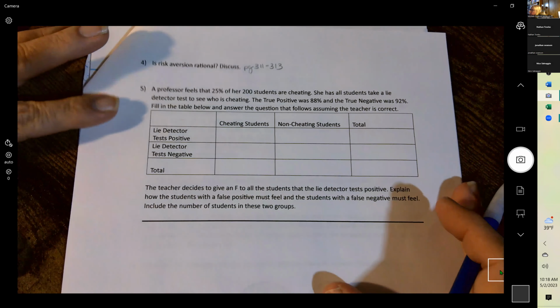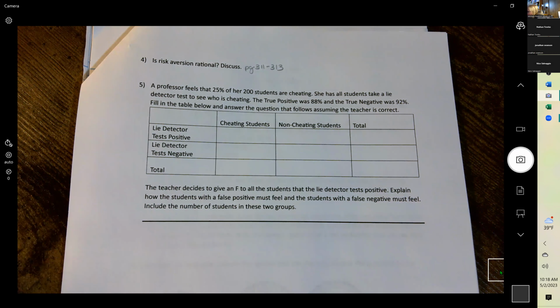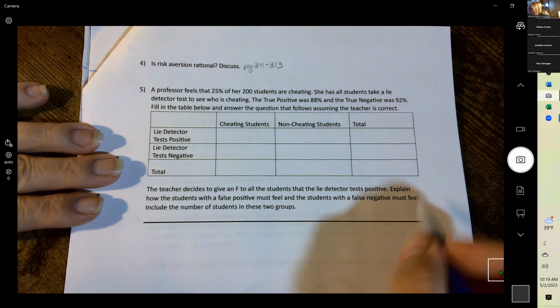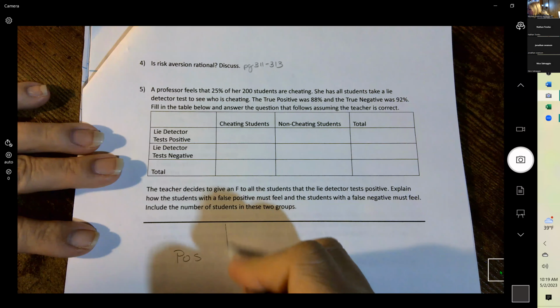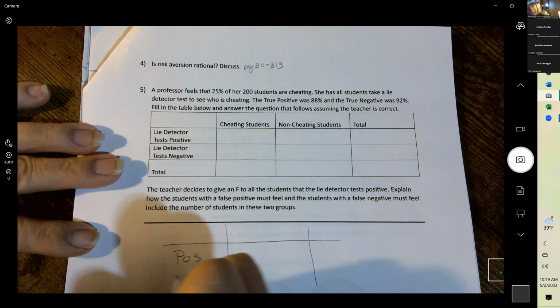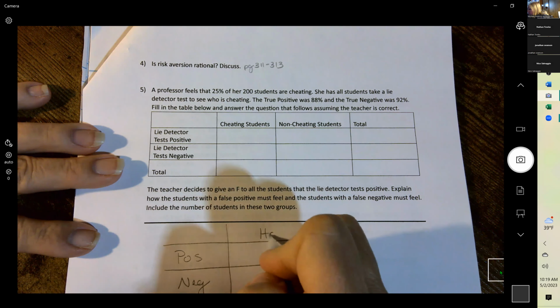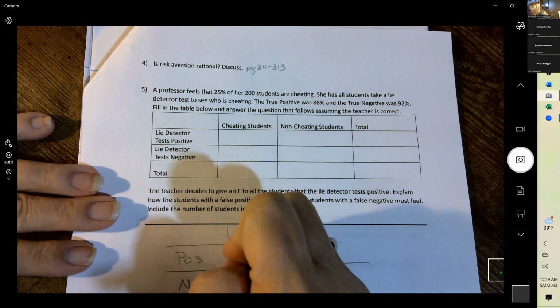A professor feels that 25% of her 200 students are cheating. She has all students take a lie detector test to see who is cheating. The true positive is 88%, true negative is 92%. Now, when you're talking about true positives and negatives, remember, as long as your test is going across, use their words.